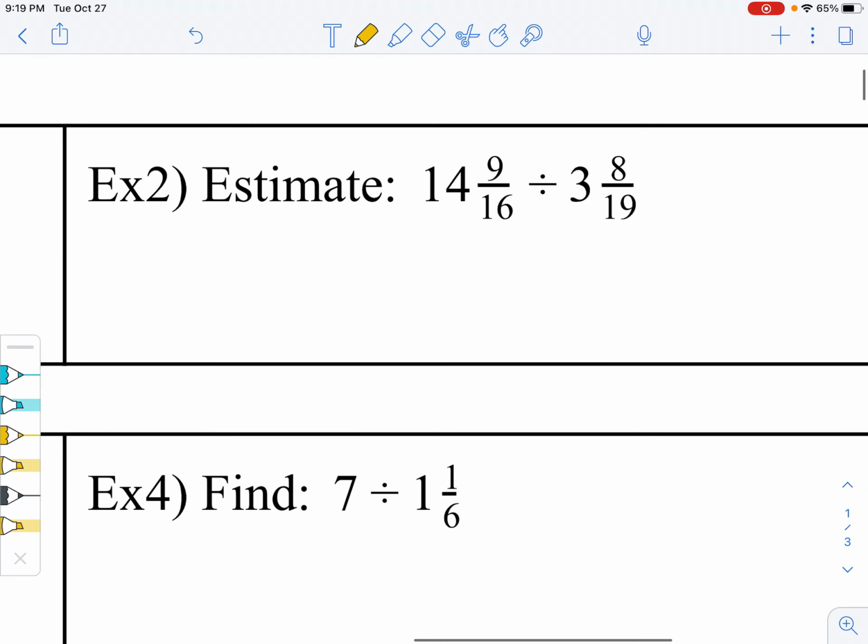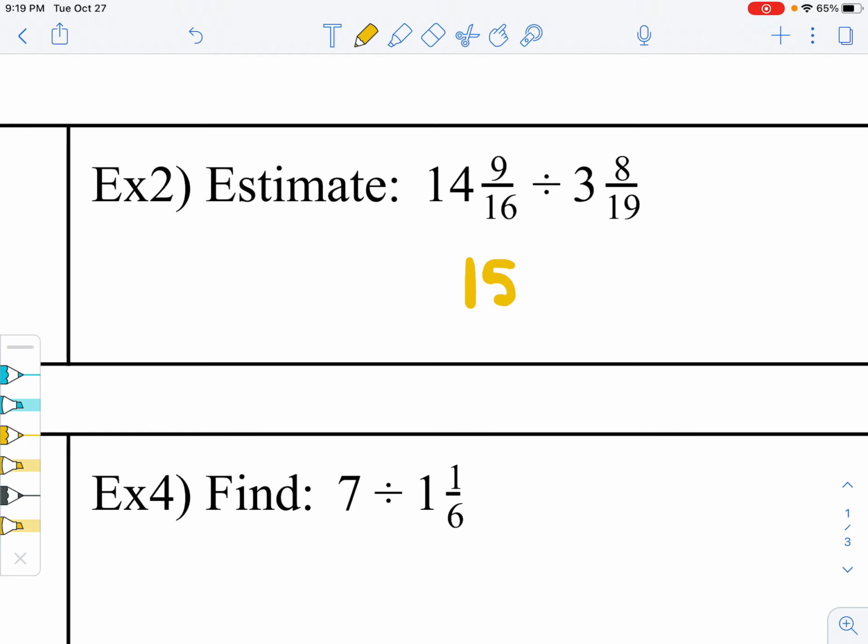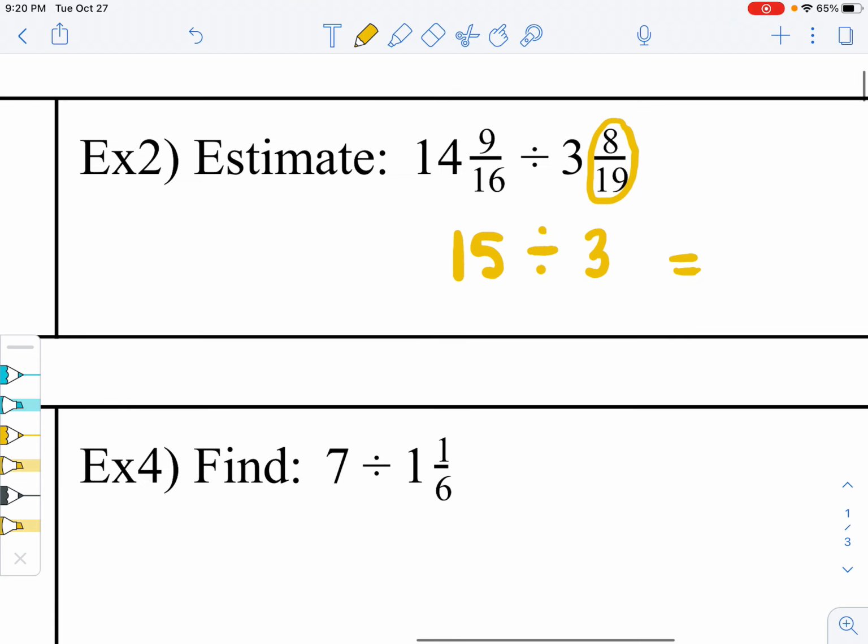In example 2 here, since 9 is more than half, this one is going to round up. So 14 and 9/16 is closer to 15. And 8 out of 19 is less than half, so 3 will stay at 3. 15 divided by 3 is 5.